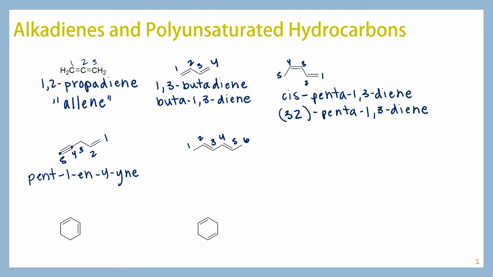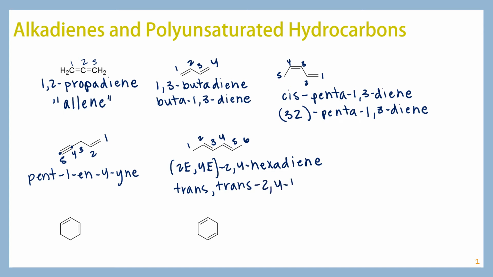So the base of our name here is 2,4-hexadiene, but we could indicate 2E,4E-2,4-hexadiene, or you can write trans-2,4-hexadiene.